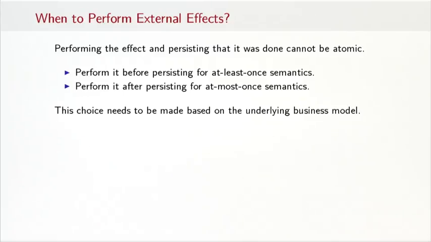If you perform the effect before persisting it, then you achieve at least once semantics. Because you might perform it, the machine crashes, you have no memory that you have performed it, so you perform it again and then you persist. You have done it twice. The other choice is what I implemented on the previous slide, namely to perform the effect of updating the website after persisting that this has been done. And this achieves, as we have seen, at most once semantics.